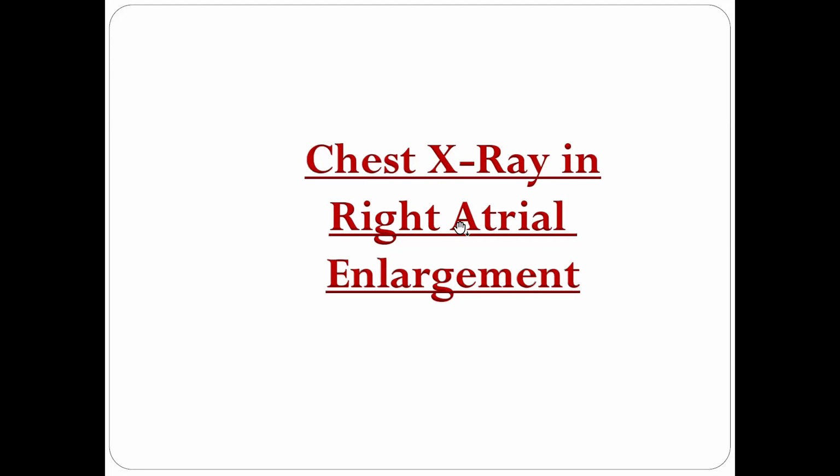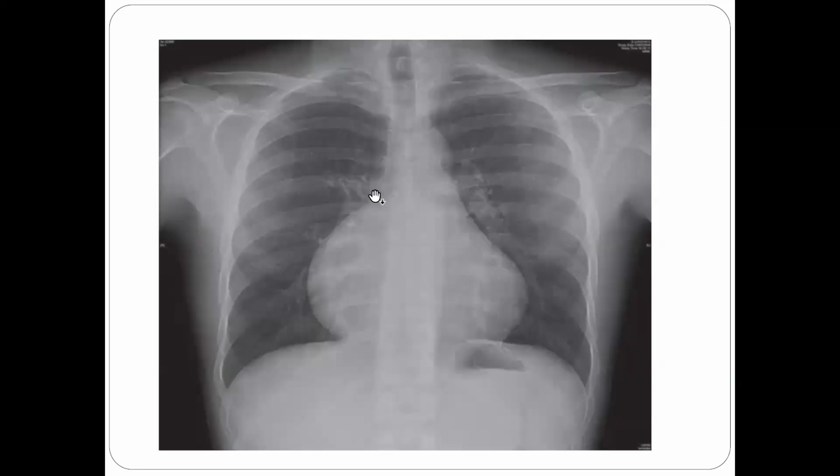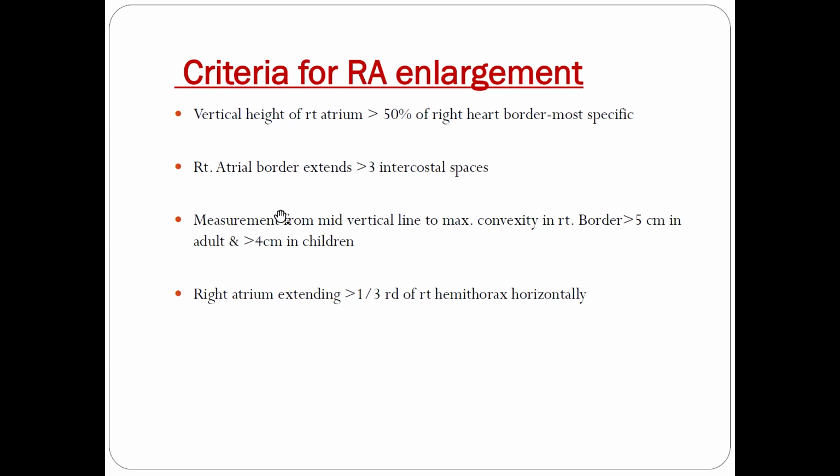Chest X-ray in right atrial enlargement. What are the criteria for right atrial enlargement based on X-ray? If the vertical height of the right atrium is more than 50% of the right heart border, it is a more specific sign. As you can see here, this is the right heart border. The right heart border is formed by the right atrium, and this is the right heart border completely, including the SVC and all. Since the right atrium forms more than 50% of the right heart border, it is called right atrial enlargement. Second, the right atrial border extending more than 3 intercostal spaces.